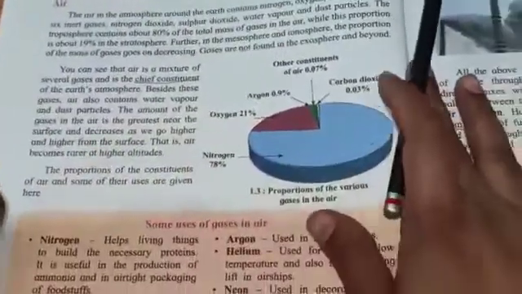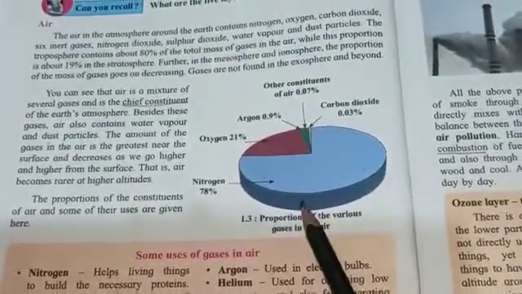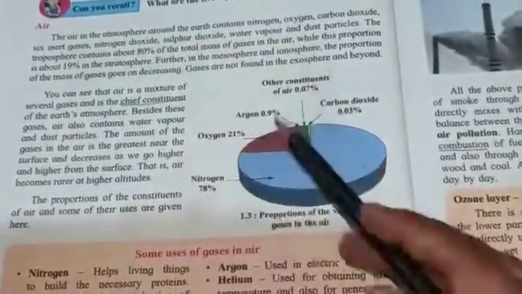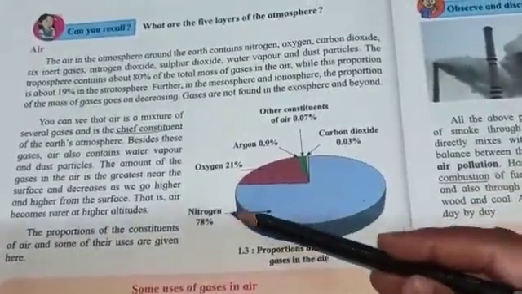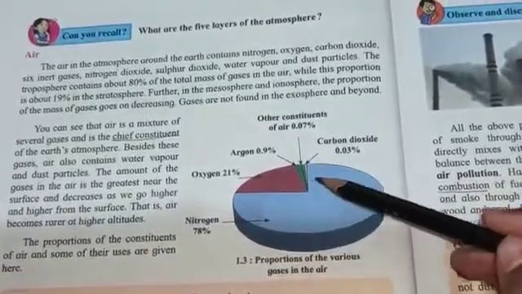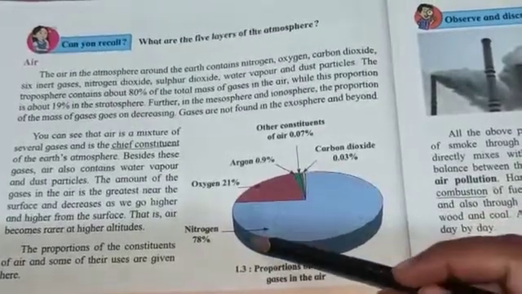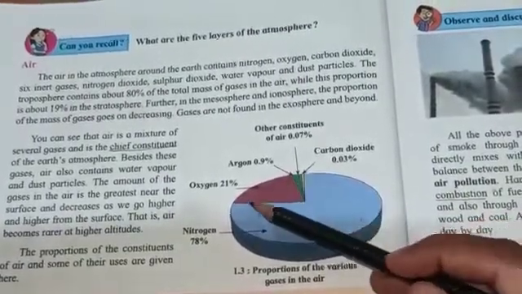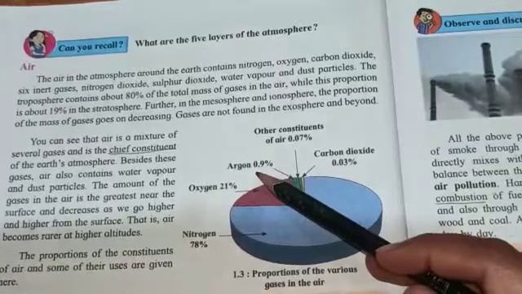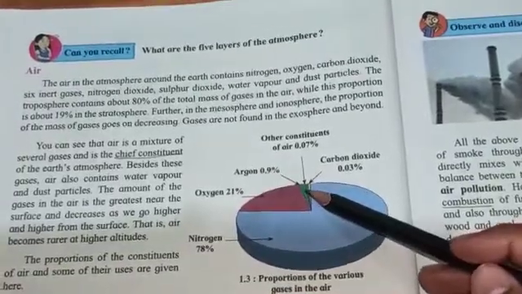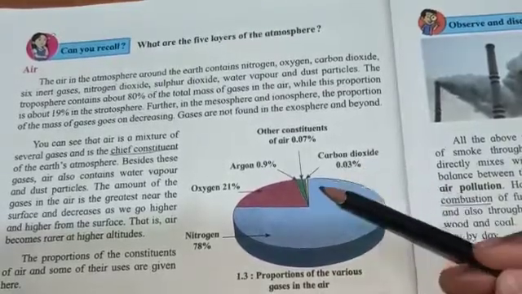Okay. Now let's see the proportion of various gases in the air. Alright. So we studied there are different kinds of gases. Now let's study the proportion of these gases. Okay. Now the nitrogen in the air is 78%, which is the largest amount of any gas in the air. Then after nitrogen comes the oxygen, which is only 21% in the air. Then after that comes the argon. Argon is 0.9%. Then the carbon dioxide, which is 0.03% in the air.